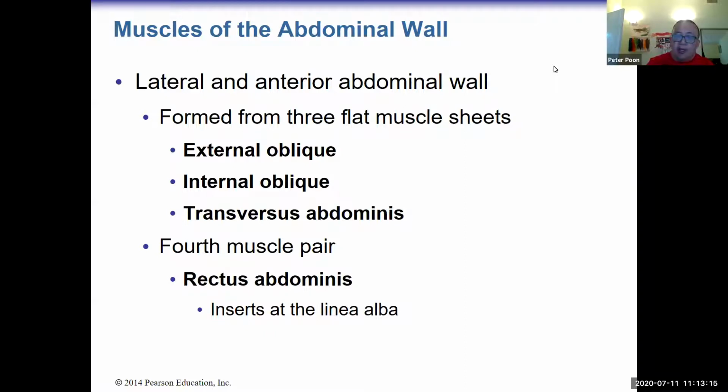These muscle sheets go in different directions, and the going in different directions allows you to protect the wall a little bit better. And it also allows for different movements.